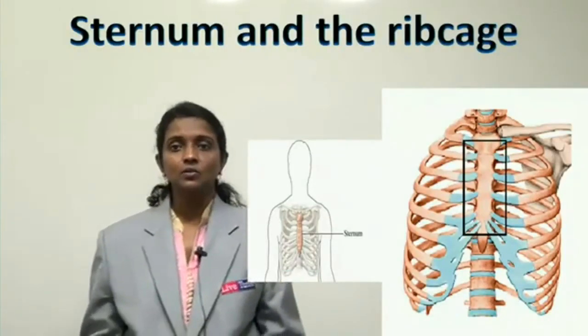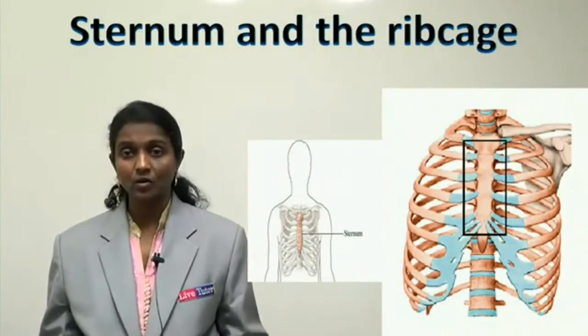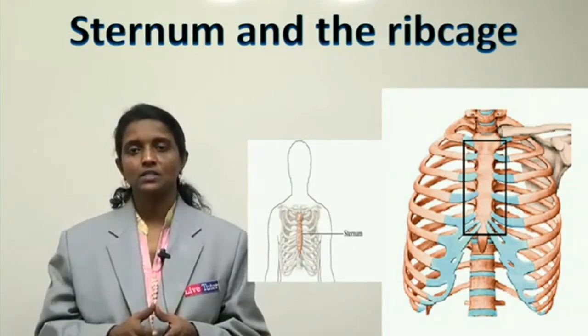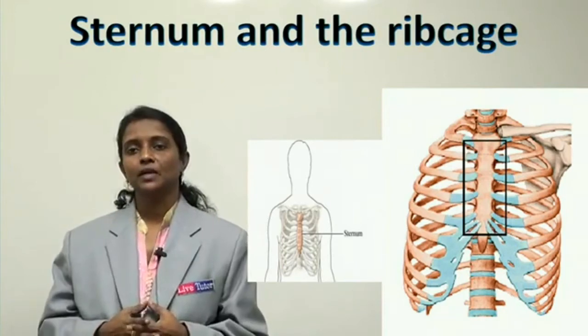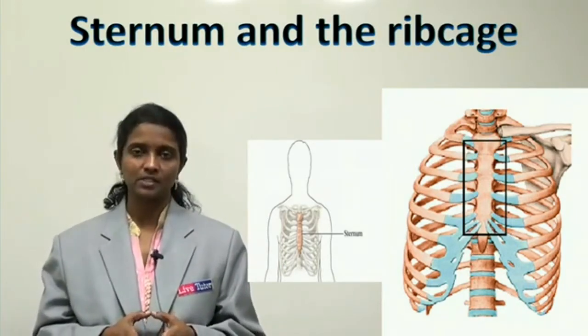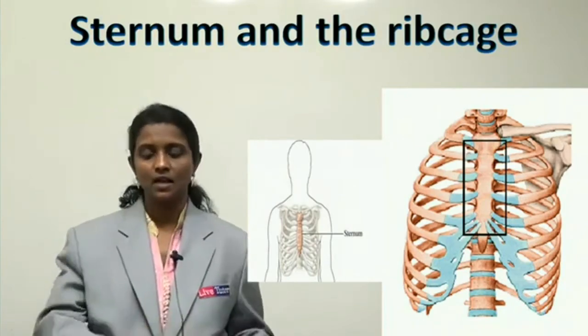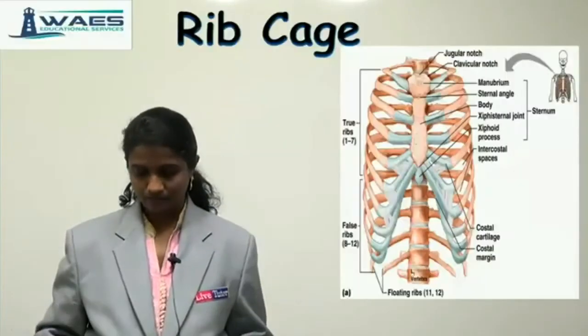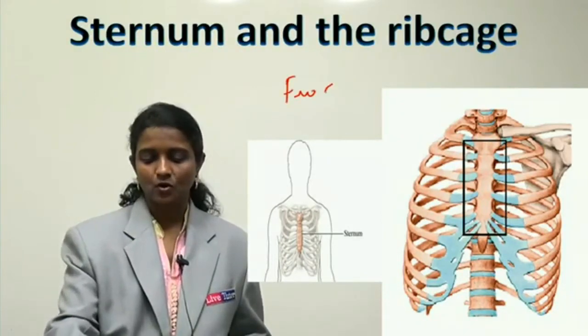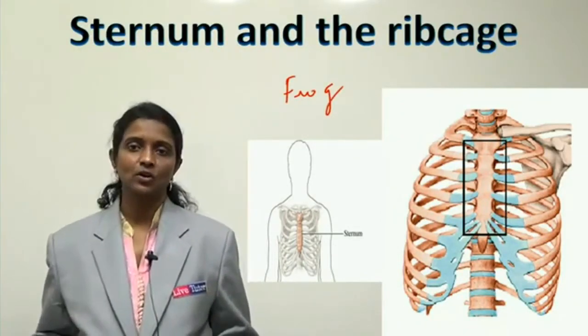Now, we are moving ahead with the vertebral column and rib cage. If you look at the rib cage, it evolved only in reptiles, birds and mammals. The rib cage is not seen in amphibians. Frogs do not have a rib cage, and fish will not have a rib cage.